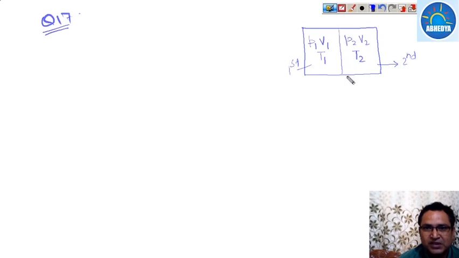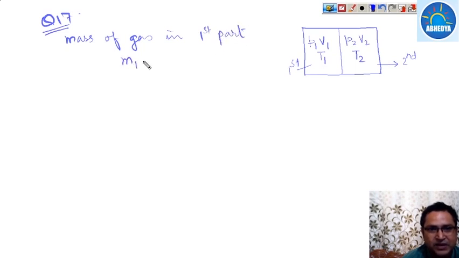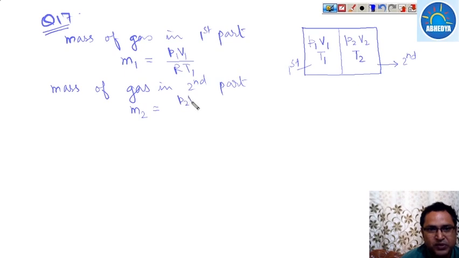Okay. So what is the mass of the gas in the first part? Mass of gas in the first part, M1, will be nothing but P1 V1 upon RT1 by using the gas constant. Similarly, mass of gas in the second part, this is M2, and this comes to be P2 V2 divided by RT2.